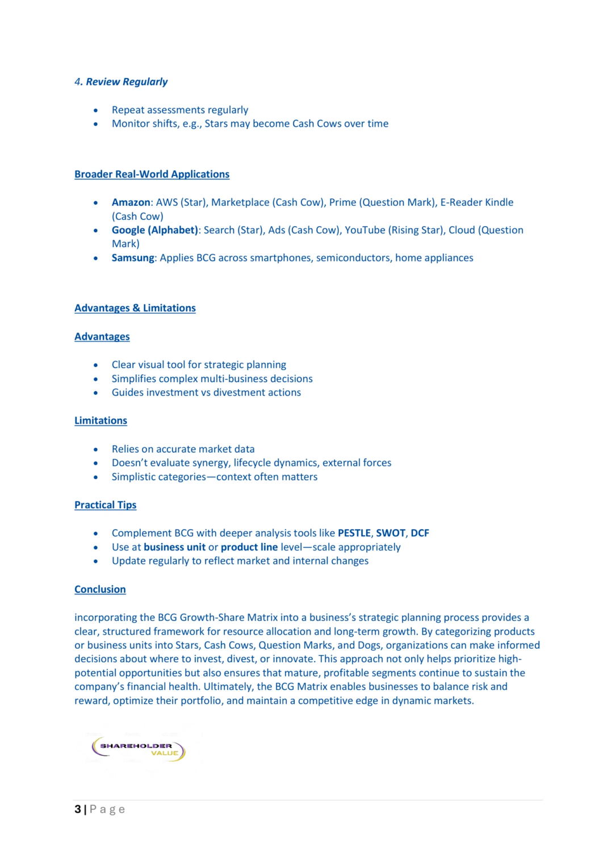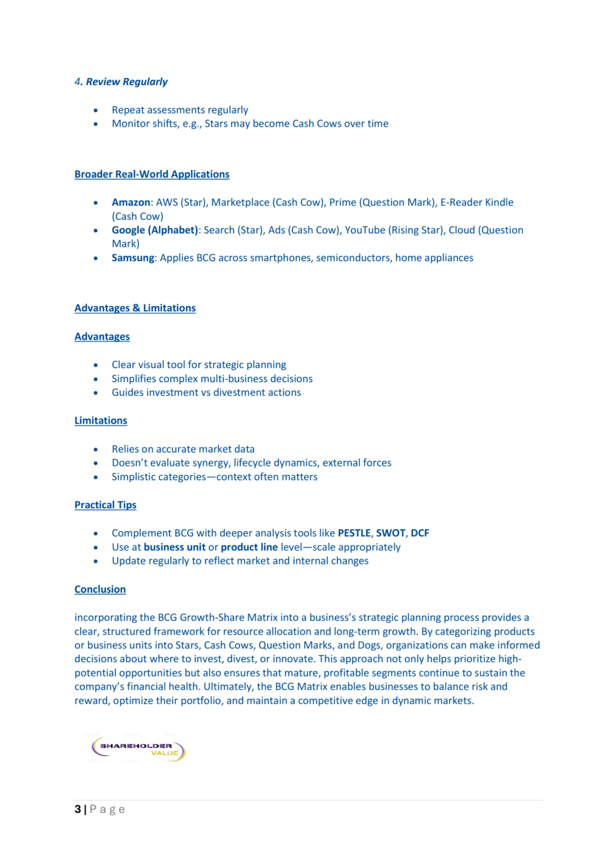It's important to review the BCG matrix regularly because markets and business units evolve. Stars can turn into cash cows over time, so reassessing helps keep strategies relevant. Many major companies use this tool in practice. Amazon views AWS as a star, its marketplace as a cash cow, and Prime as a question mark. Google categorizes search as a star and ads as a cash cow, with YouTube rising and cloud considered a question mark. Samsung applies the matrix across diverse sectors like smartphones and home appliances.